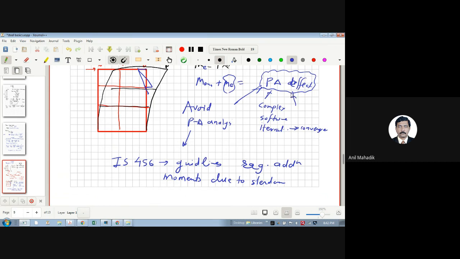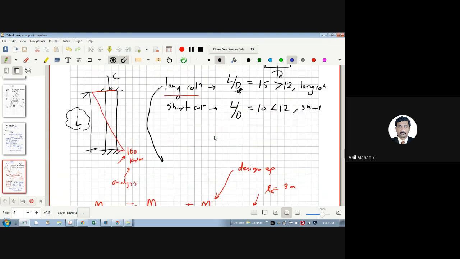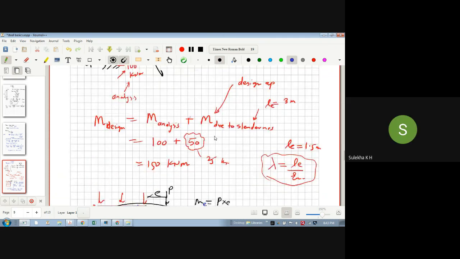We don't do this unless there is a very high-rise building, and in that case we can go for this P delta analysis in ETABS. But for general buildings, we don't go into this. The better way is we follow the IS code and we add the additional moments. That's it. Okay, got this point? Okay, sir. Yes, yes.